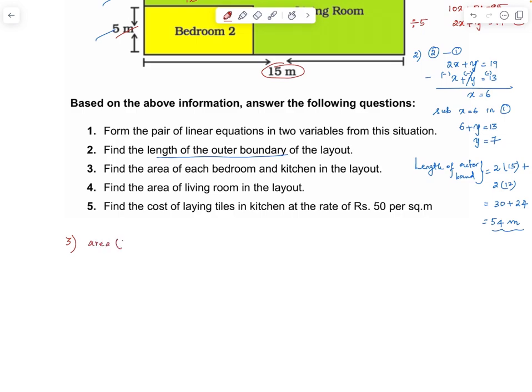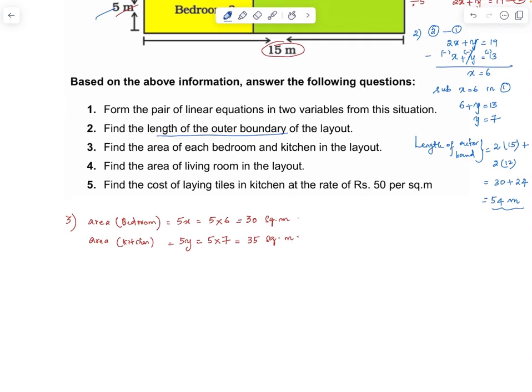Area of bedroom is 5x, which is nothing but 5 times 6, that is 30 square meter. And area of kitchen is 5y, that is 5 times 7, which is 35 square meter. Question 4. Find the area of living room in the layout.